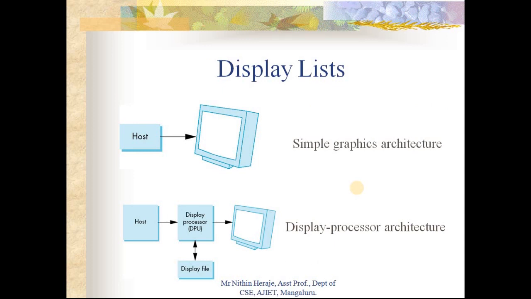Next we have the display list. You can see a simple graphics architecture where you have a host, which is displayed on the display or the monitor. In addition, we have the display processor and the display file. The display file gives the parameters to the display processor unit, which displays the objects on the screen or the display.